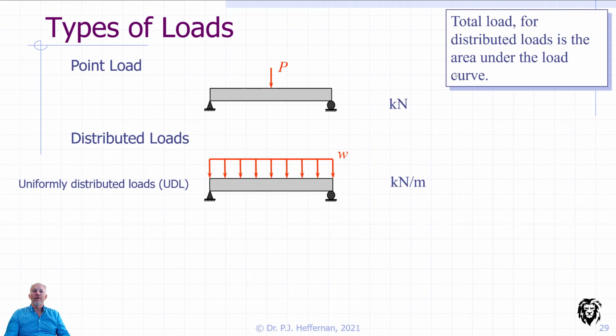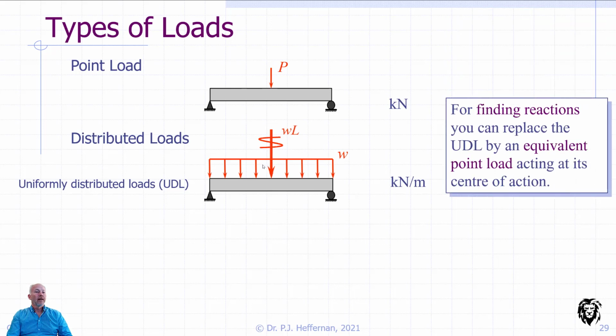Now, the total load for the distributed load is, as we mentioned earlier, the area under the load curve, or the integral from one side to the other, which is your area under the curve. Because this is a fairly straightforward shape, a rectangle, we have a height, which is our intensity W, and a length, which is in this case the full length of the beam, or the length over which the load is applied.